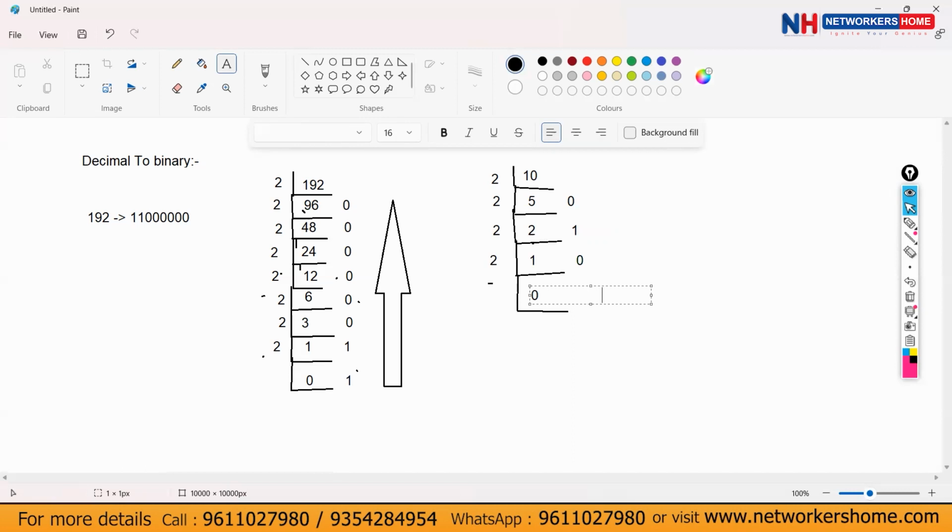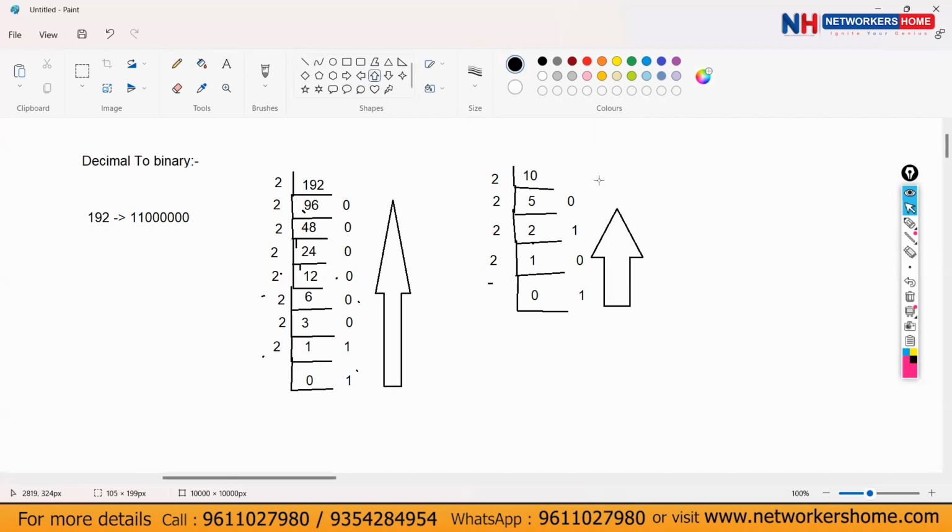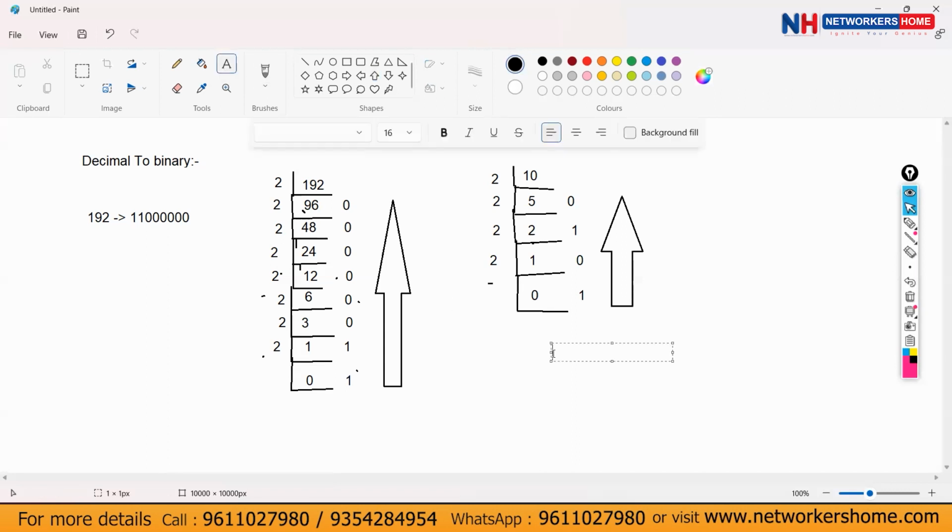Remainder is 1. Okay. Now in this scenario, we have got only 4 digits, but an octet is 8 bits. Correct. But we have only 4 bits. So it is 1010. This is what we got. We need to look from bottom to top. Look at the remainders.